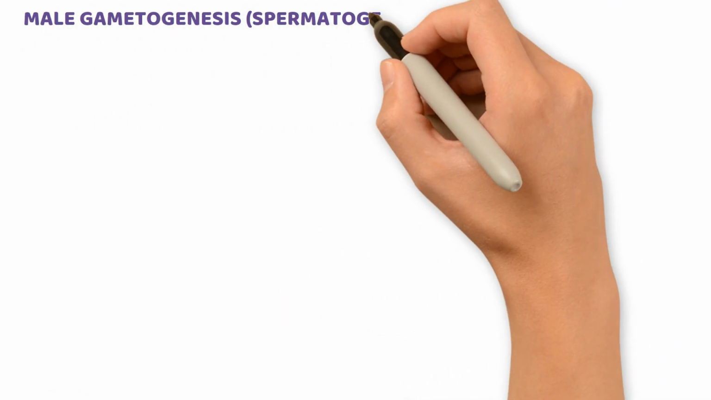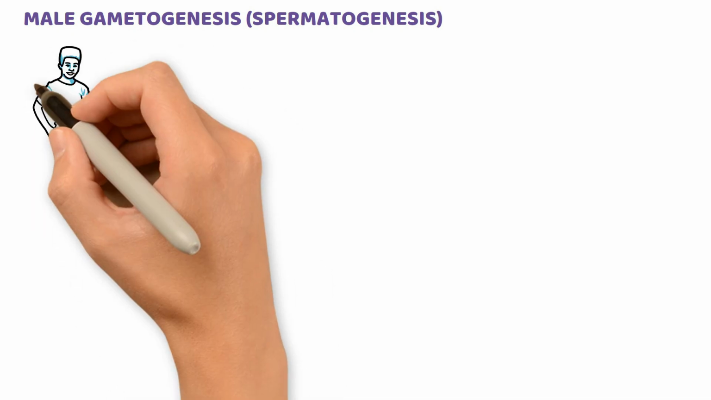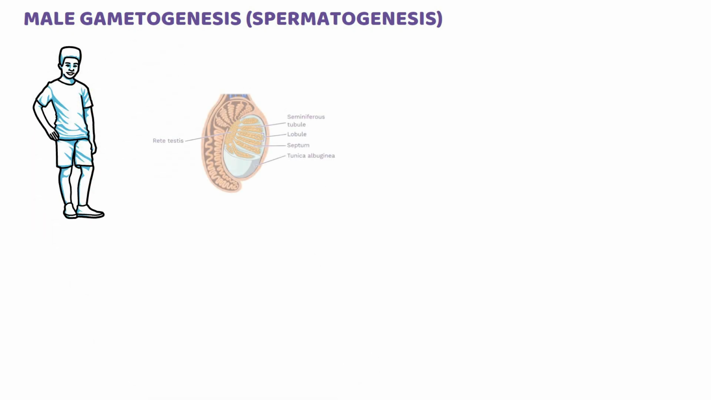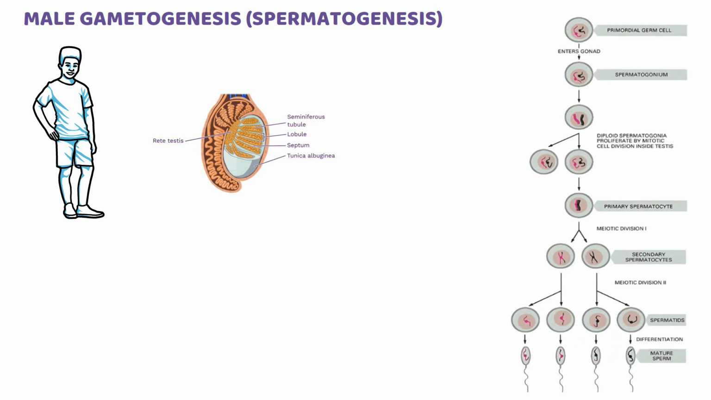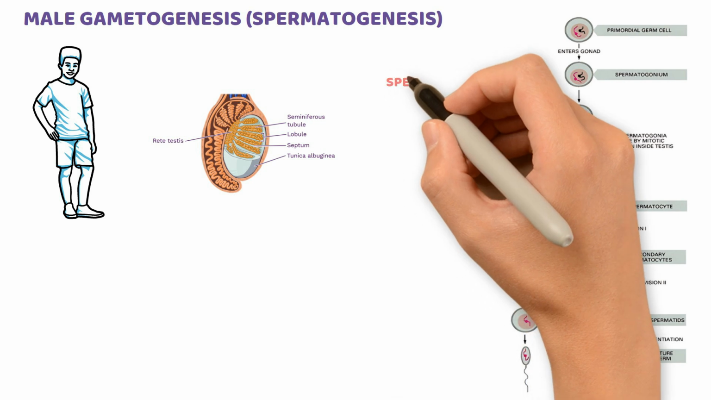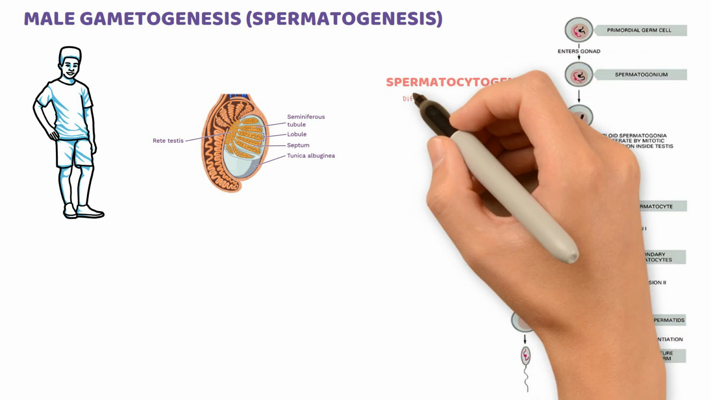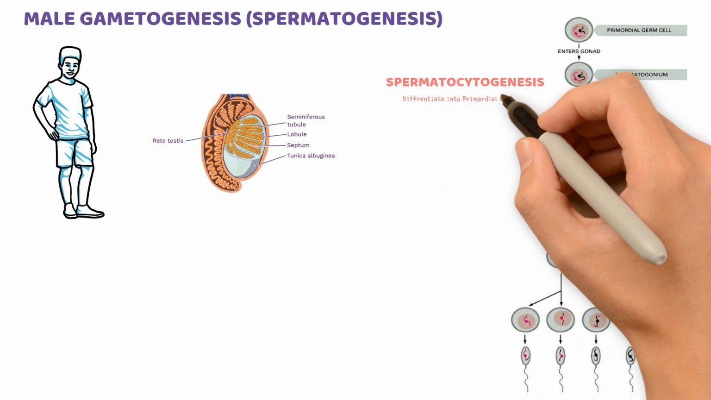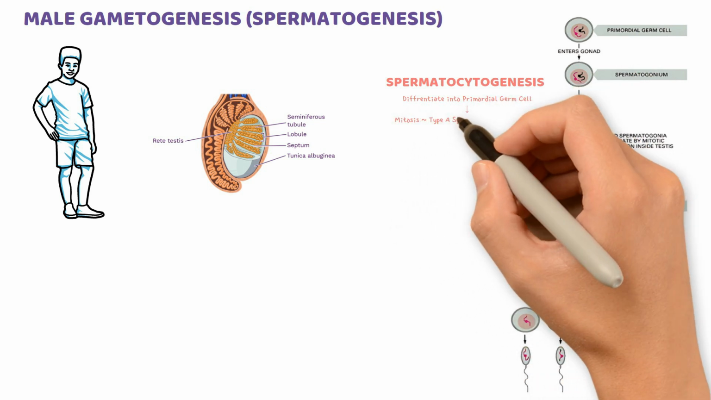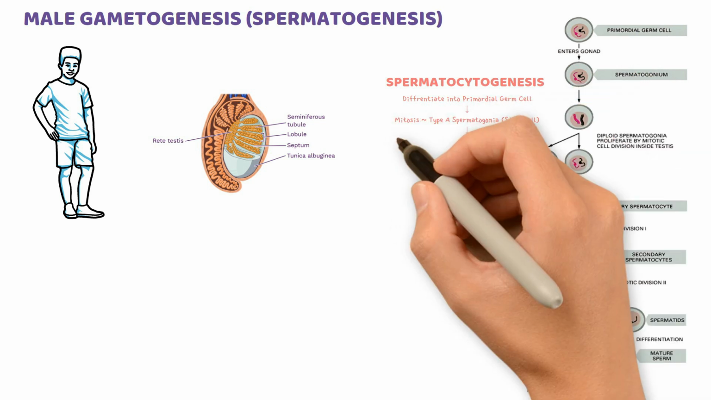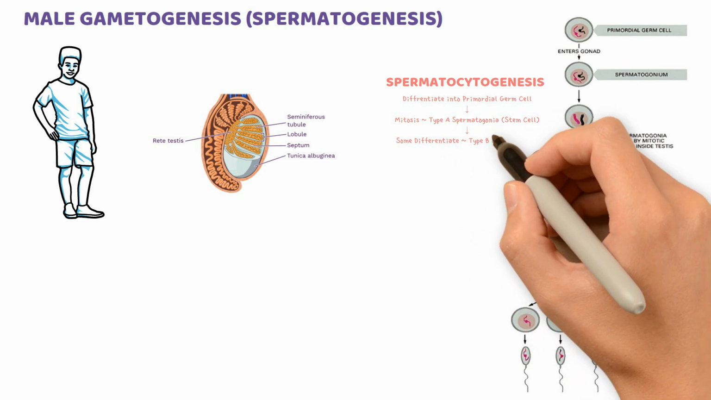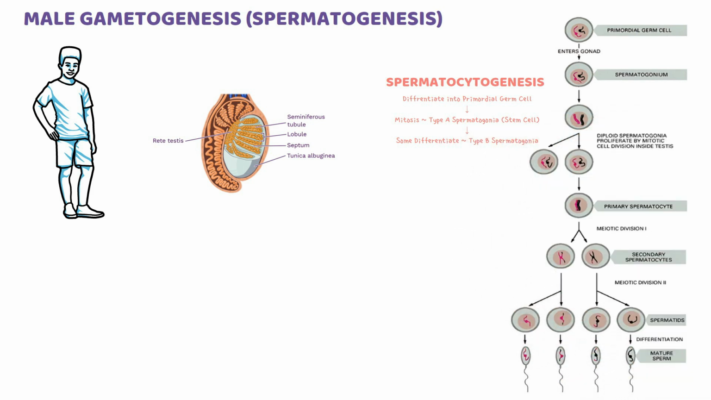In males, sperm production is called spermatogenesis, begins at puberty and continues throughout life. It takes place in the seminiferous tubules of the testes and involves three main phases. Primordial germ cells arrive in the testes at week 6 of embryonic development and remain dormant until puberty. At puberty, primordial germ cells differentiate into type A spermatogonia.